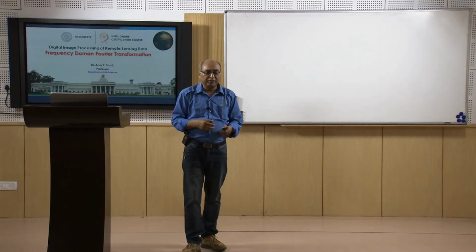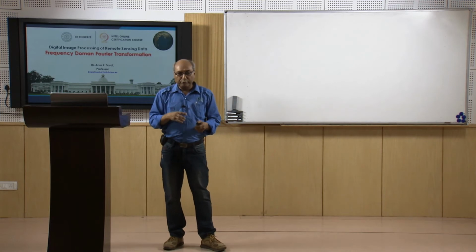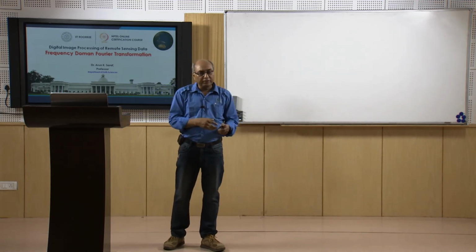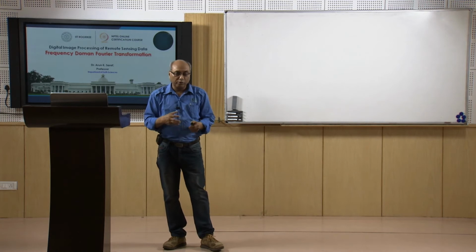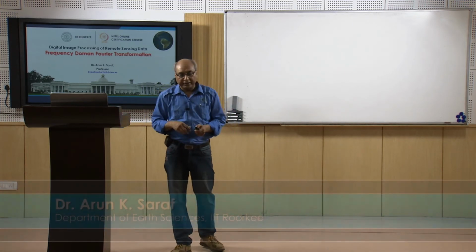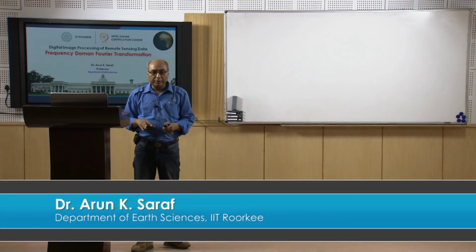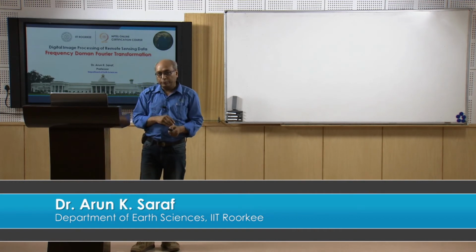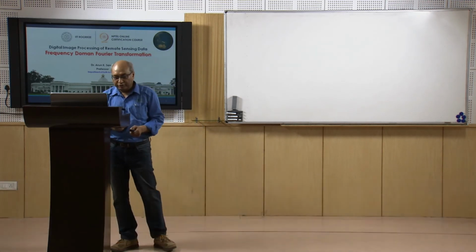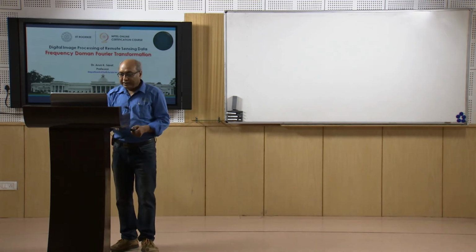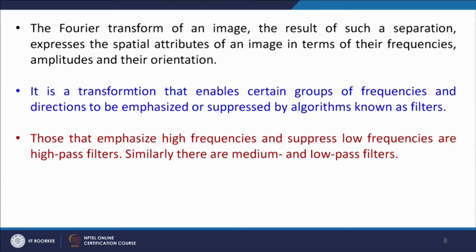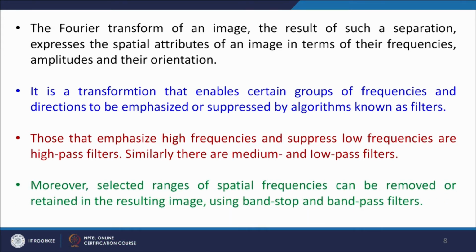So same as in spatial filtering techniques, we try to emphasize some features, maybe regional features or local features, and we want to de-emphasize certain others. So similar things we will do, but in a different way. Instead of the spatial domain, we will work in the frequency domain. So those that emphasize high frequencies and suppress low frequencies are high pass filters. Similarly, in the spatial domain also you have seen high pass filters and low pass filters. Similarly, there are high pass and low pass filters in the frequency domain too.